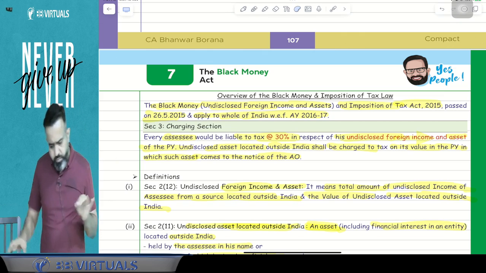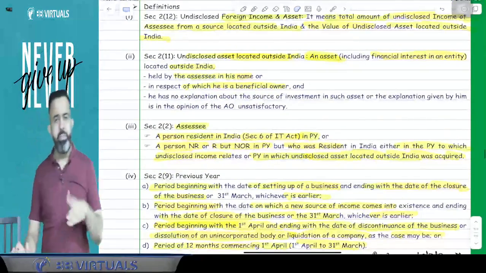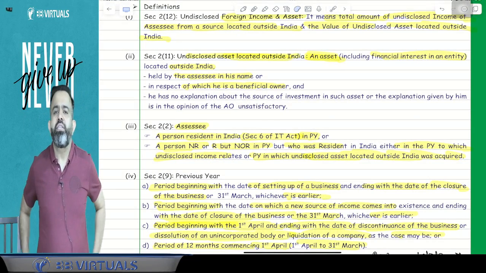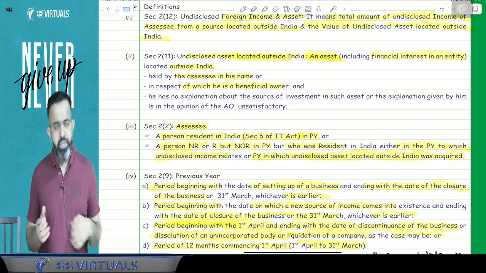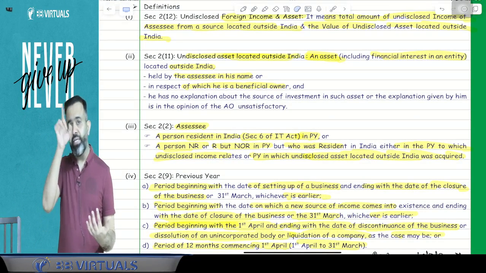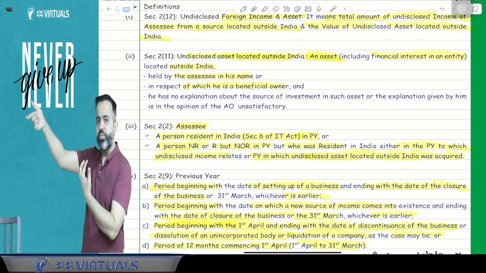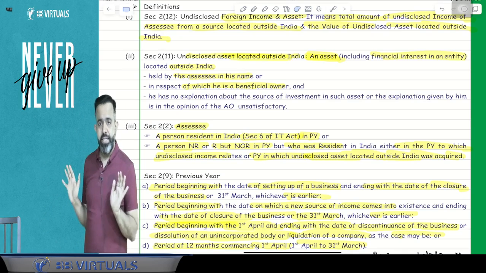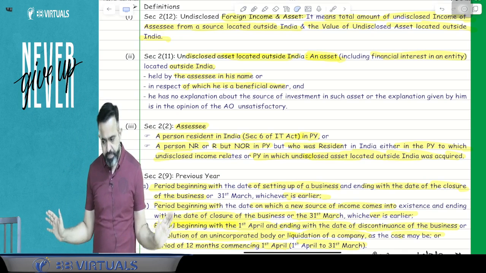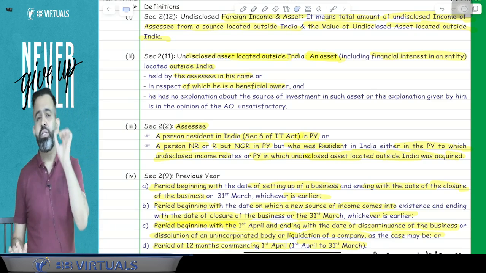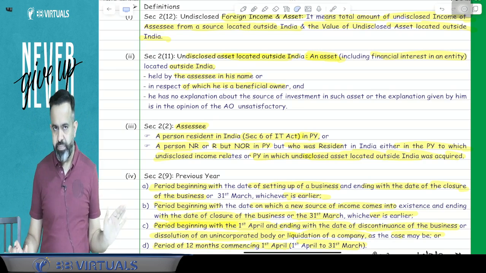So here, assessee means, guys, a person resident in India in the current previous year, or suppose in the current year he is a non-resident, or he is a resident but not ordinarily resident, but in the year in which that asset was acquired or the income belongs, in that year he was a resident, then also this act is applicable. Now, how to value the asset? So valuation will be done on the 1st April of the previous year.